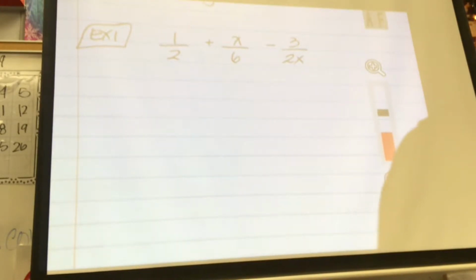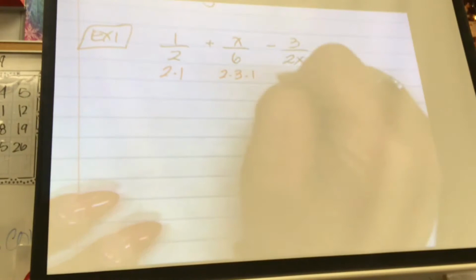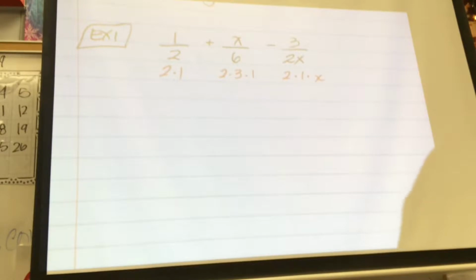Here I would like to have a common denominator. So I need all of these to say the same thing. So I'm going to take a look at what is actually in every single denominator. This right here is just 2 times 1. This is 2 times 3 times 1. And this is 2 times 1 times x. I just need all of these to be the same thing. That's all I need. So whatever one guy doesn't have, just give it to him. But whatever you do to the denominator, you need to do to the numerator.